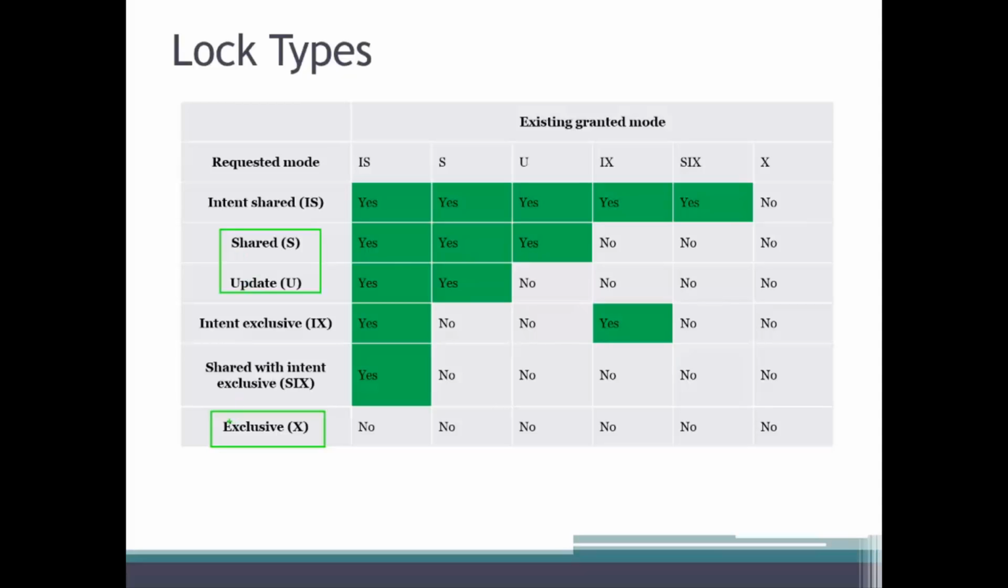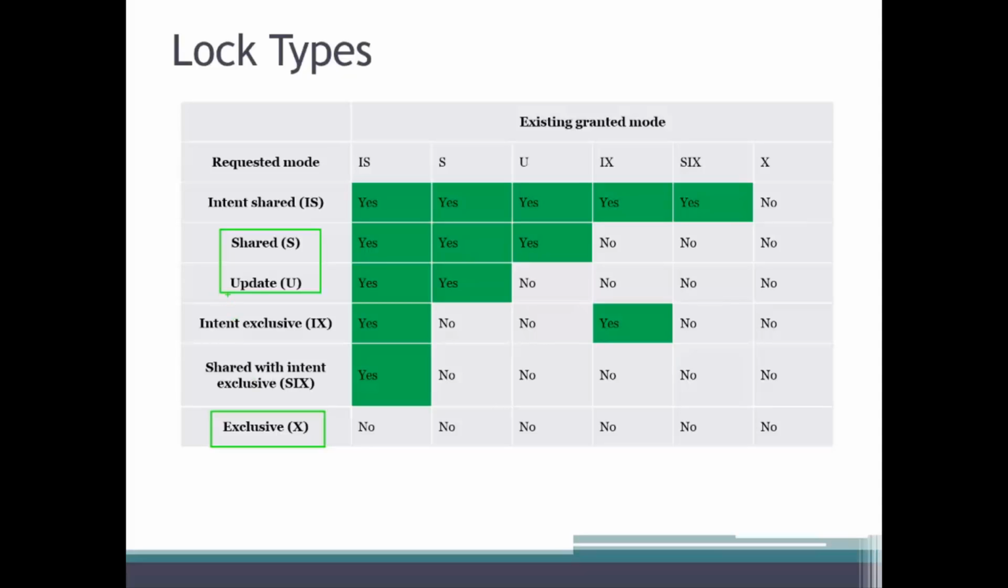An exclusive lock is a lock that's taken to actually make a change to the data. That's either inserting new data, updating existing data, or deleting data and removing it from the database. Whenever you make those kinds of modifications, you have to have an exclusive lock on the underlying data.